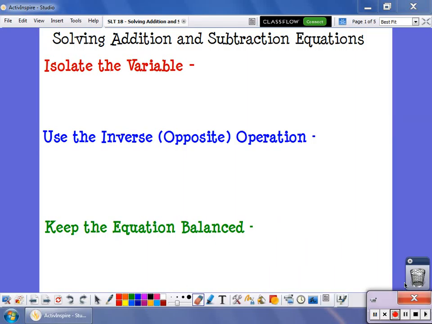When you solve equations, you're going to need to do three things. And these three things are the same whether you're solving addition, subtraction, multiplication, or division equations. Today we're going to look at just addition and subtraction.